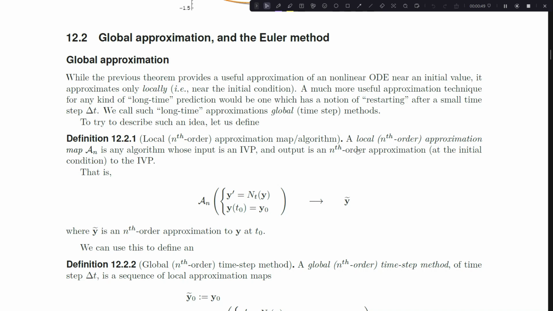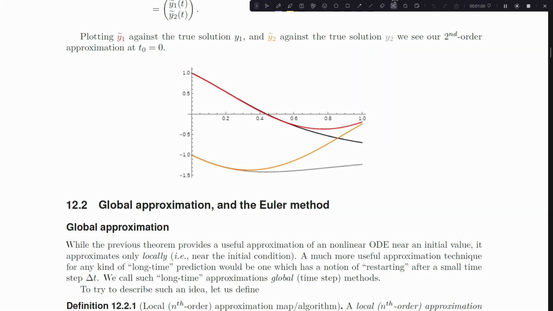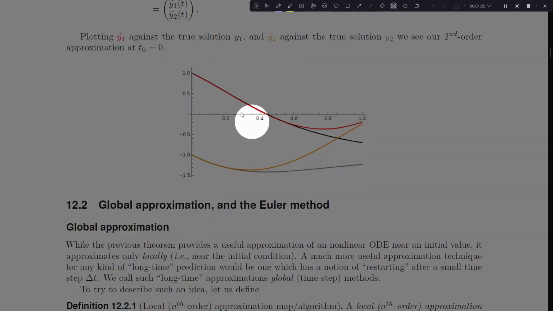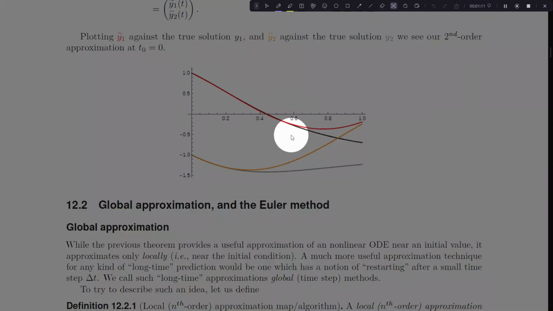Okay, welcome back. We are moving on to section 12.2. This is global approximation and the Euler method. Global approximation because if I scroll up a little bit, you'll recall from our previous linearization example that, if we linearize and solve a Cauchy problem at an initial condition, we're going to gain a nice approximation, but it's only going to last for so long, right?